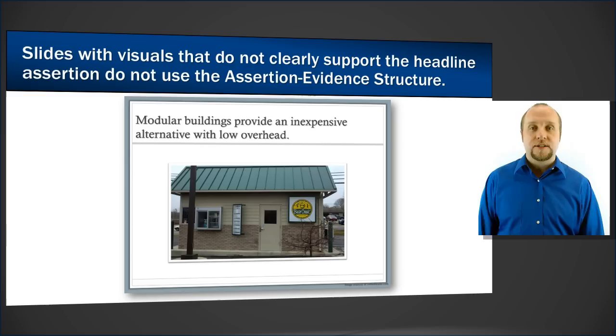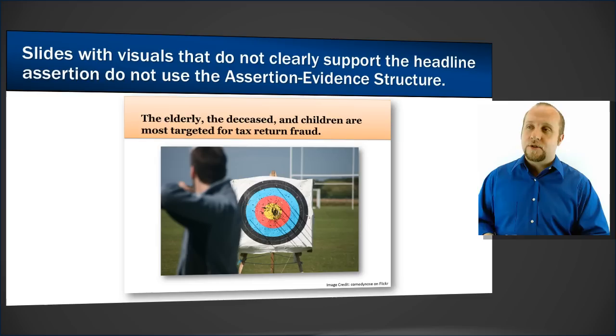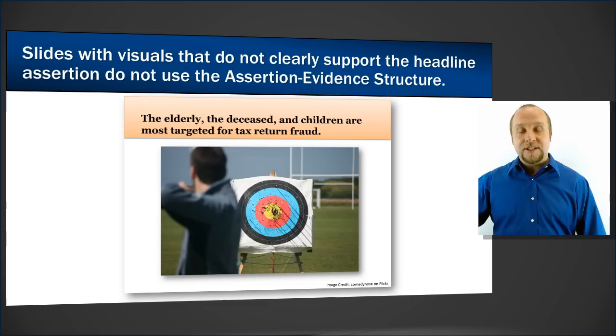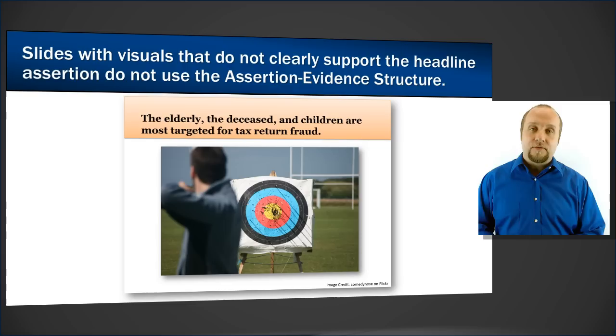Here's another great example of one that's not really an assertion evidence structure slide. This slide makes the case that of all the people who are targeted for tax return fraud, the most vulnerable are the deceased, the elderly, and children. But rather than showing us visually how the deceased, elderly, and children are attacked more often in terms of tax return fraud, this simply presents an image of a target, one of the words from the assertion. This is not visual evidence that clearly supports the assertion being made.